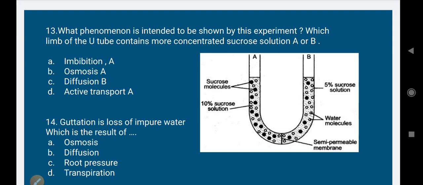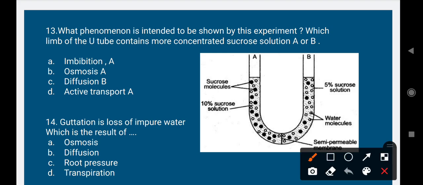सो दैट पार्ट इज पार्ट ए बिकॉज इट कंटेन 10% सुक्रोज सोल्यूशन and 90% water. In B, 5% sucrose solution and 95% is water. So here the correct answer is osmosis and the concentrated solution is present in A. So here the correct answer is part B. Okay. Guttation is the loss of impure water which is a result of high root pressure.